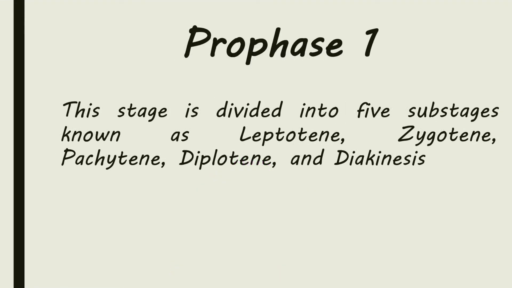After interphase, prophase 1 begins. Prophase 1 is a rather lengthy stage, and it is divided into 5 substages. These 5 substages are known as leptotene, zygotene, pachytene, diplotene, and diakinesis.